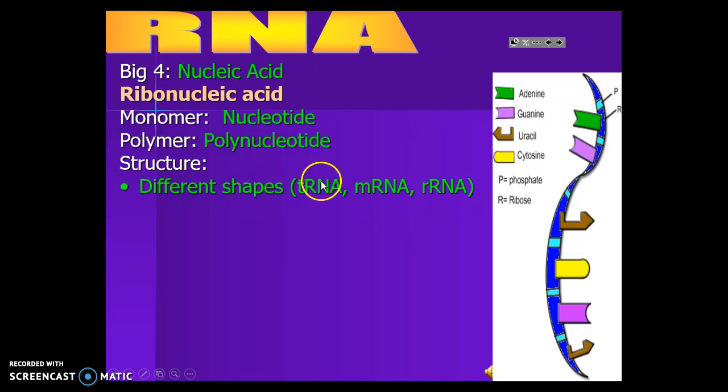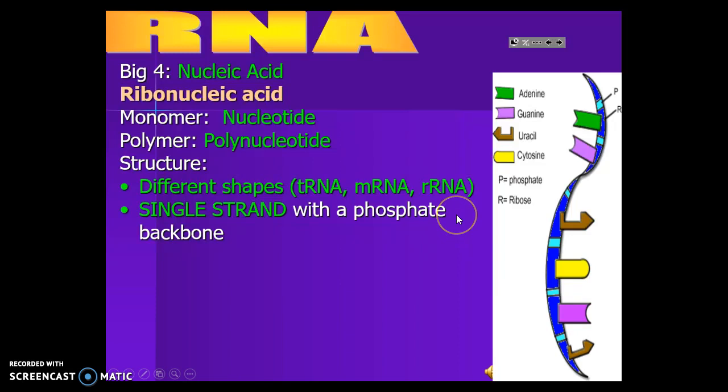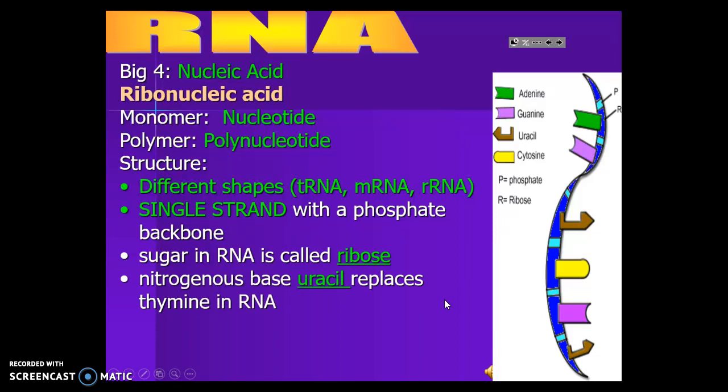There's different shapes. There is transfer RNA, messenger RNA, and ribosomal RNA. So they abbreviate that as tRNA, mRNA, and rRNA. It is a single-stranded molecule. However, it does still have that phosphate backbone like your deoxyribonucleic acid. And the sugar within RNA is, as we know, ribose and not deoxyribose. There is a nitrogenous base that is different within RNA, and the nitrogenous base of uracil will replace thymine in RNA.